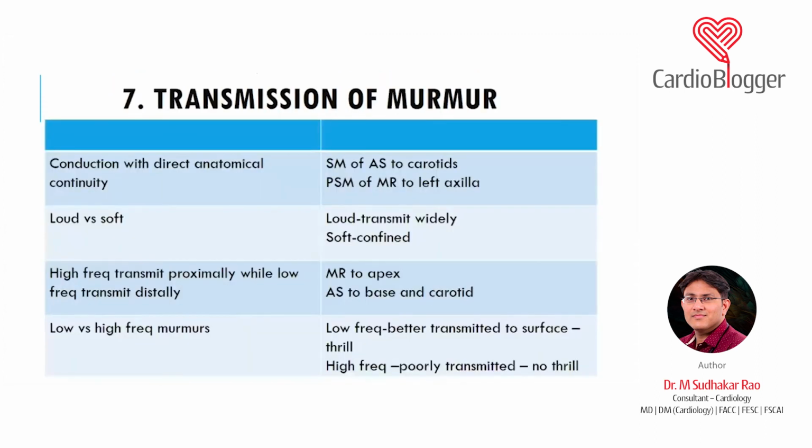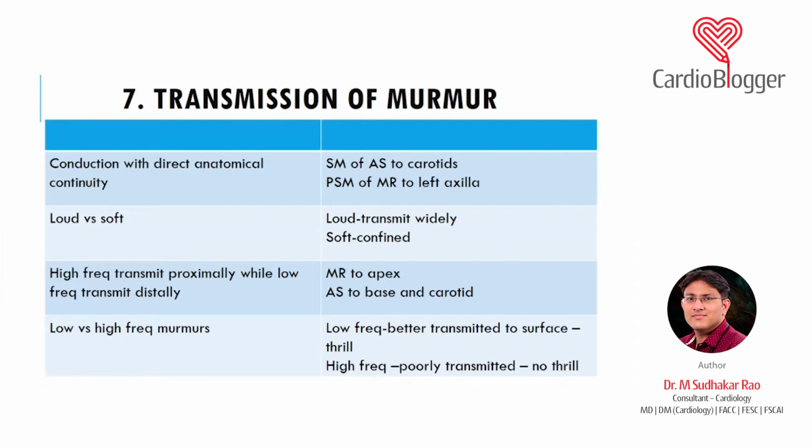Now, as I already discussed, the transmission of murmur is important, but at your level, I feel you should not try to differentiate between a conduction and a radiation, because at present it doesn't make much difference whether you call it a conduction or a radiation. Like we know, an aortic stenosis murmur, the systolic murmur, conducts, or you can also say it radiates, to the carotid. Most commonly it goes to the right carotid. It can also go to the left carotid. Whereas a mitral regurgitation murmur goes both to the axilla and to the base.